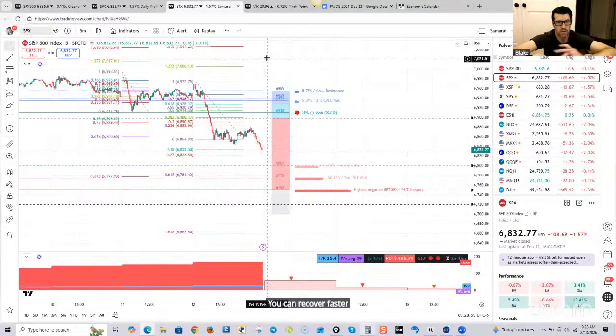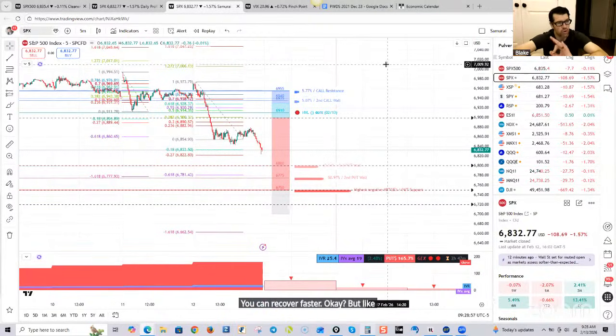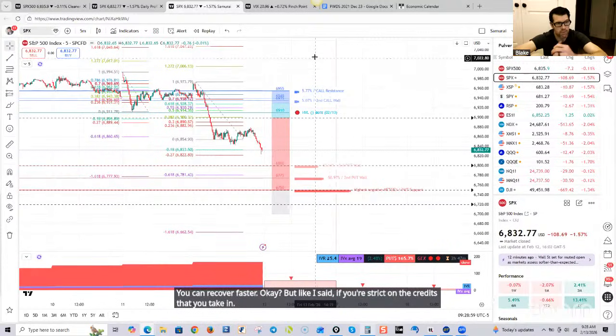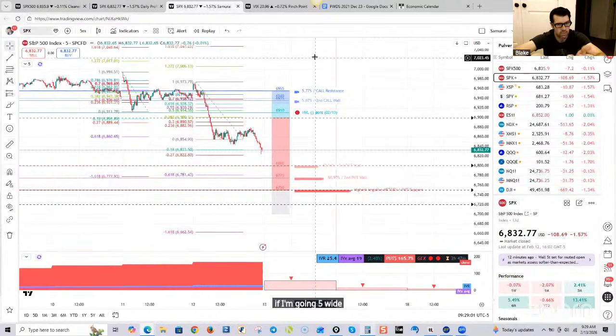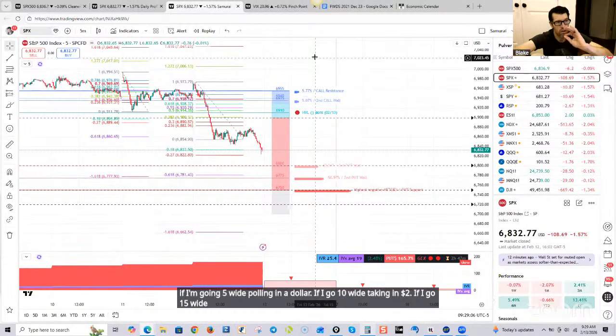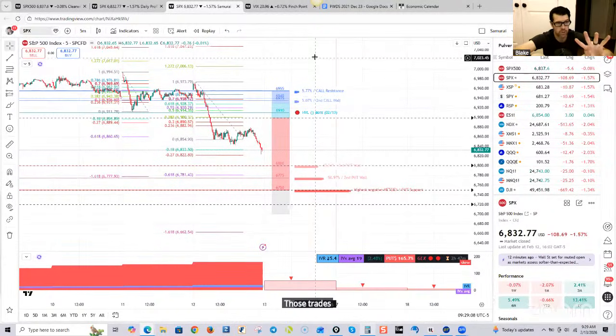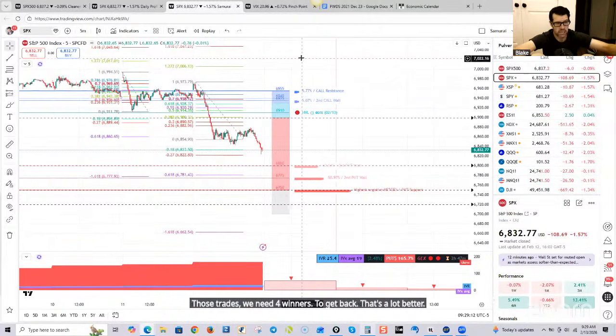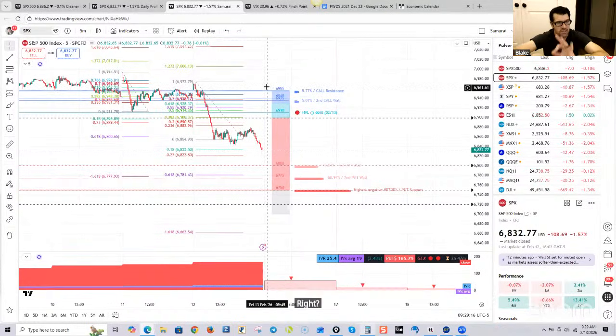Okay. But like I said, if you're strict on the credits that you take in, if I'm going 5 wide pulling in $1, if I go 10 wide taking in $2, if I go 15 wide taking in $3, those trades, we need 4 winners to get back. That's a lot better than people thinking you need 10 winners. You don't. You need 4, right? But you have to set the credit first.